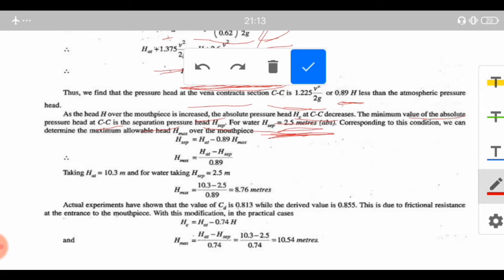Just note that these derivations are based upon experimental observations, so you have to learn these equations by heart and try to remember them. Corresponding to these conditions, we can determine the maximum allowable head H max over the mouthpiece. HSEP is equal to HAT minus 0.89 H max, so H max is equal to HAT minus HSEP upon 0.89. Taking HAT as 10.3, and for water taking HSEP as 2.5, we get H max as like this.